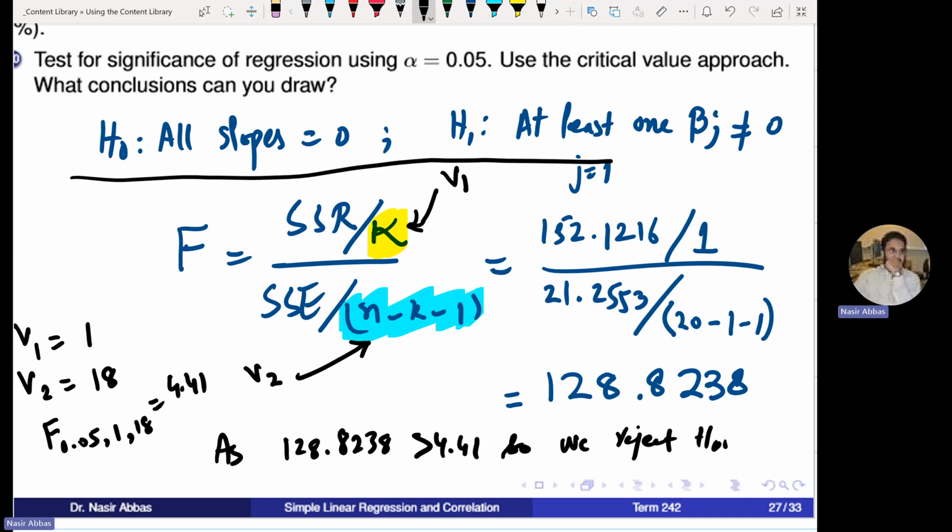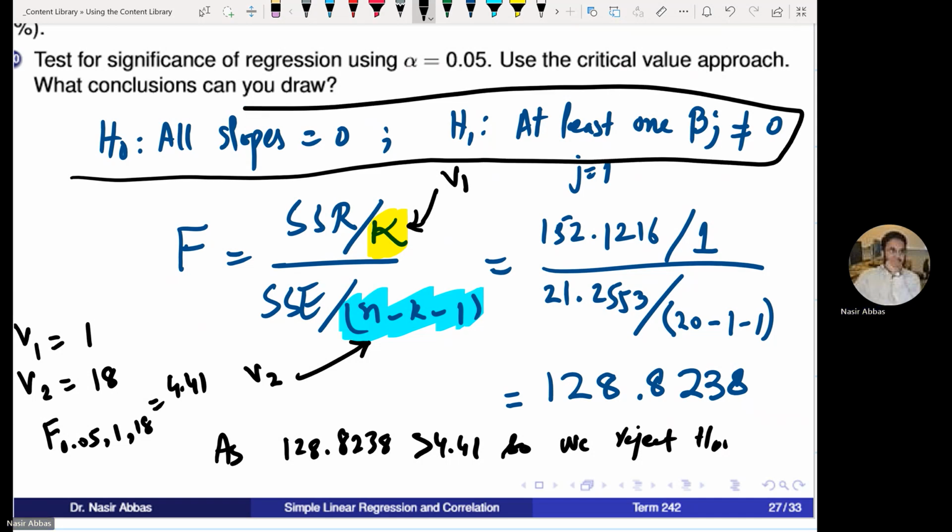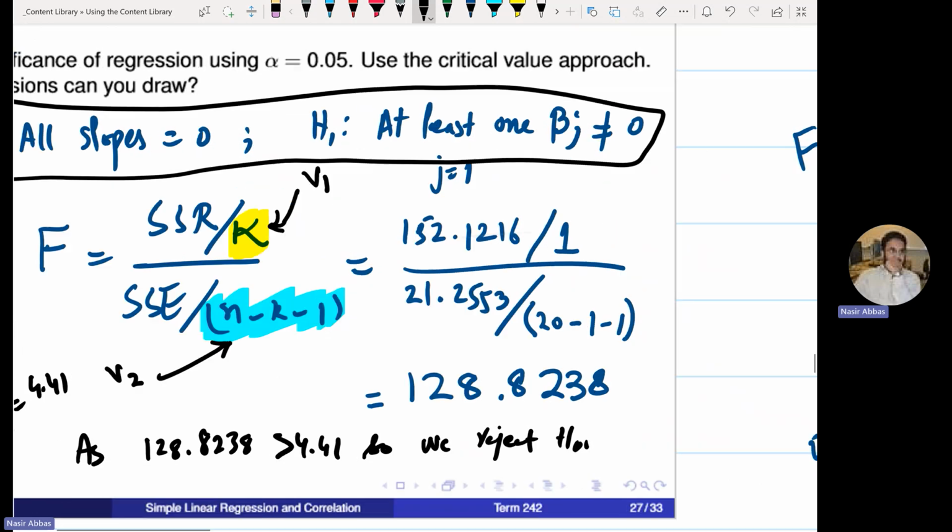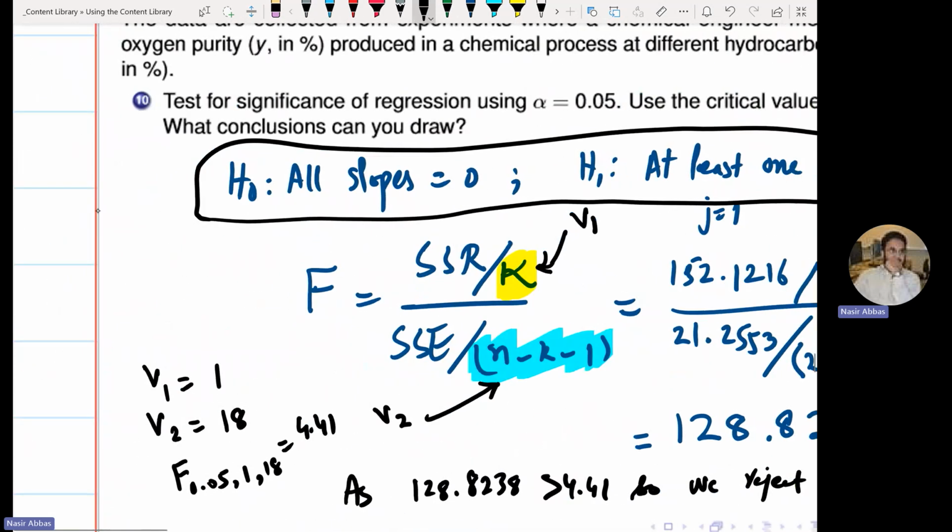Now it's pure luck that for chapter 11, we have another way of testing this hypothesis. Do you know that? Because all slopes is only one slope, in chapter 11 we have only one slope. Can I write this as H naught that beta 1 is equal to 0 against H1 that beta 1 is not equal to 0? Is it the same thing? Can I also test it with the t-test? Yes, so you will get the same decision from the t-test.